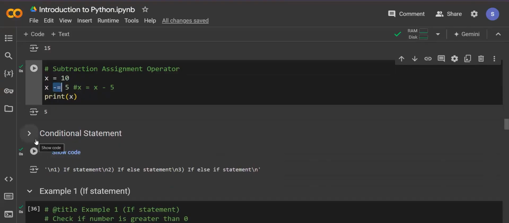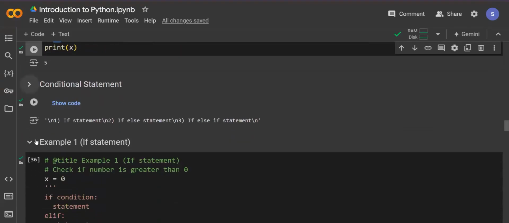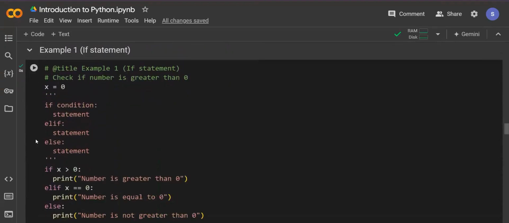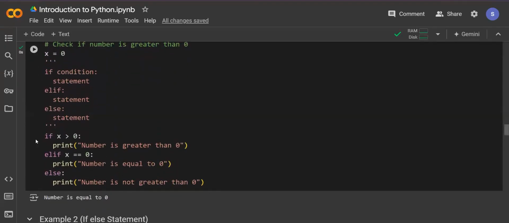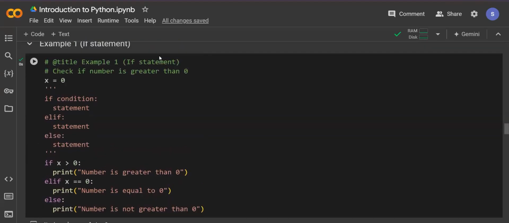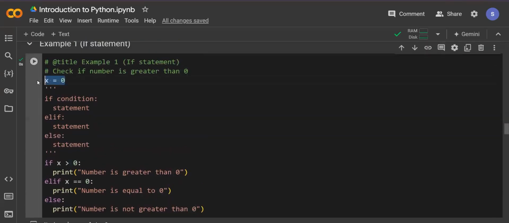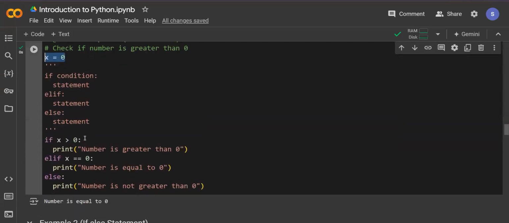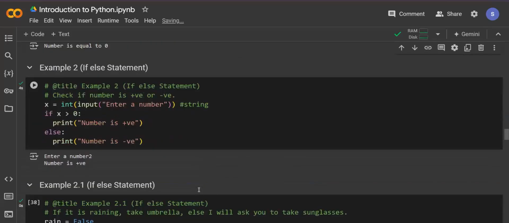Next, we have something called as a conditional statement. Now, what is this conditional statement? Obviously it is an if statement. So what is the importance of this if statement? Based on the condition, if I want to display something, for example, I have given check if the number is greater than 0, right? So I have given the value as x is equal to 0. Now, if this x is greater than 0, then I'm printing the number is greater than 0. Very simple, right? But else if x is equal to 0, then I'm printing number is equal to 0. Else, I'm printing number is not greater than 0, that is less than 0. Very simple, right? This we have learned in the last class.